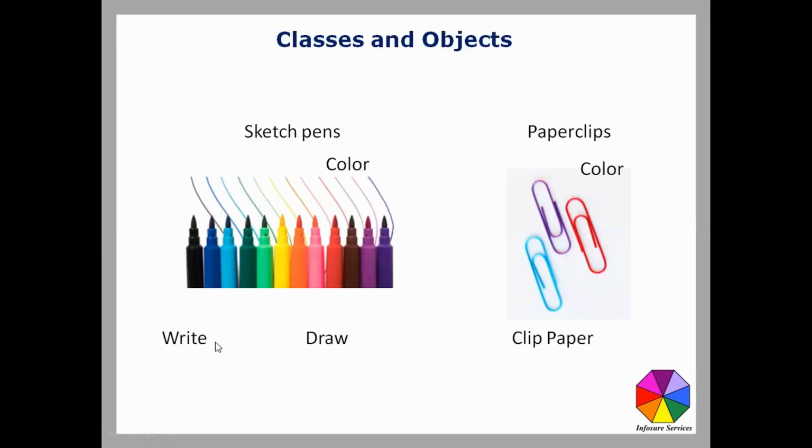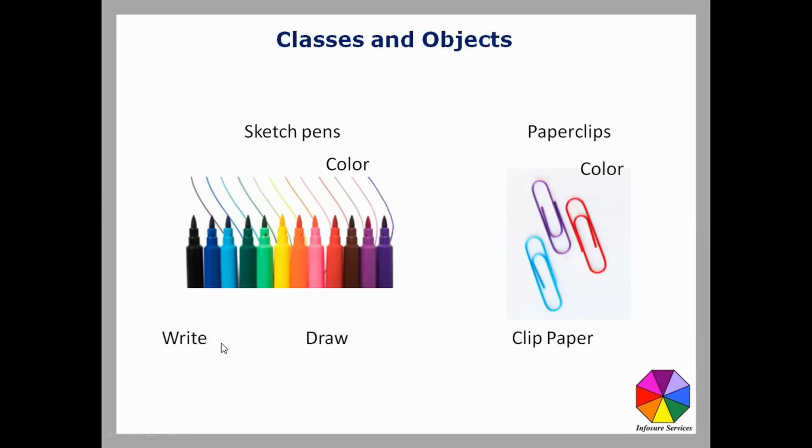And what can the sketch pen do? It can write, it can draw. So these are methods of the sketch pen. With the sketch pen I can write, I can draw. These are called methods. Another name for methods is functions. What you learned just now is functions, right?